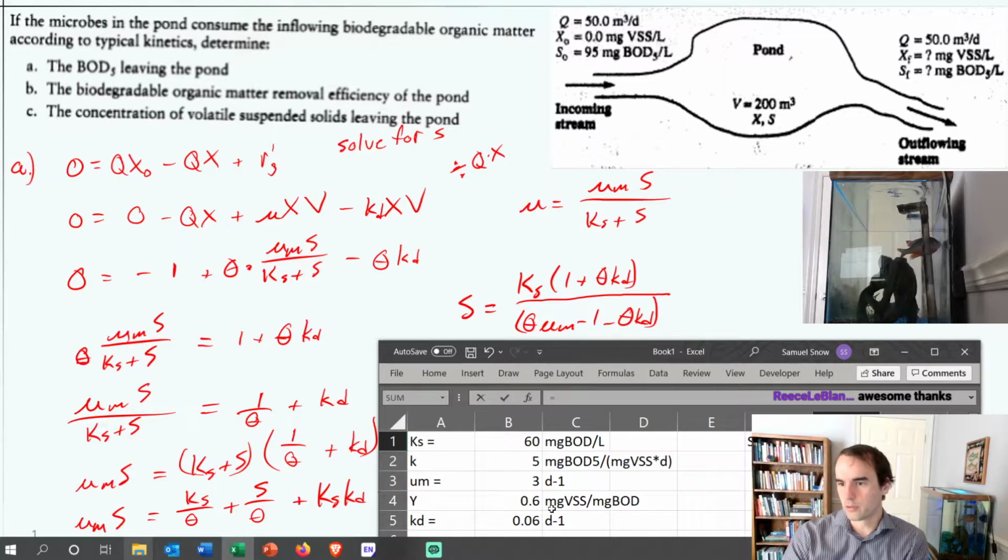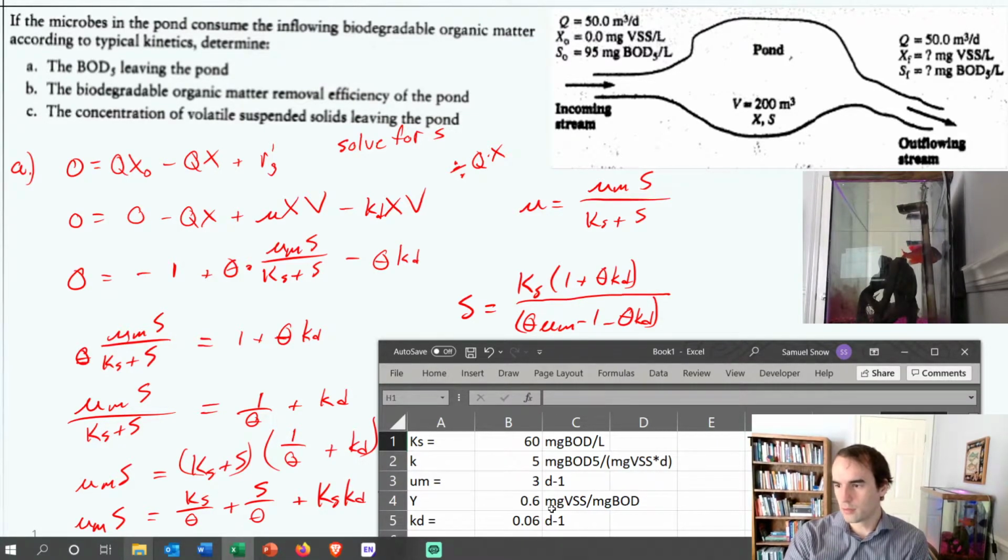That's going to be equal to Ks times 1 plus theta times Kd. So we need theta. We have not calculated that yet, so I'm going to go ahead and do that first.